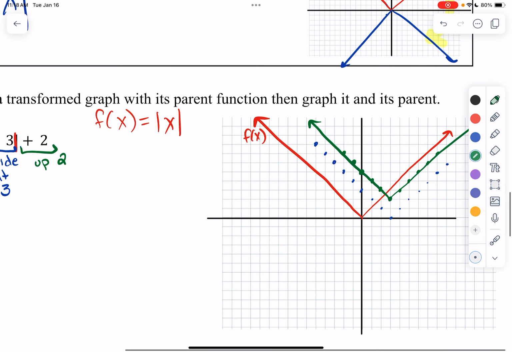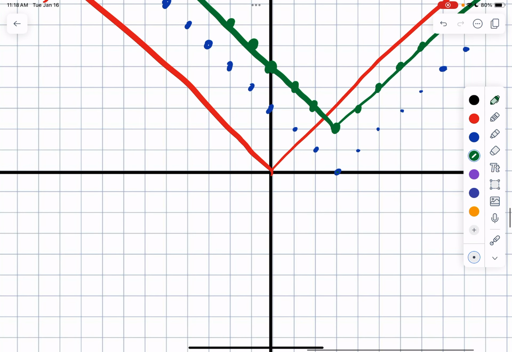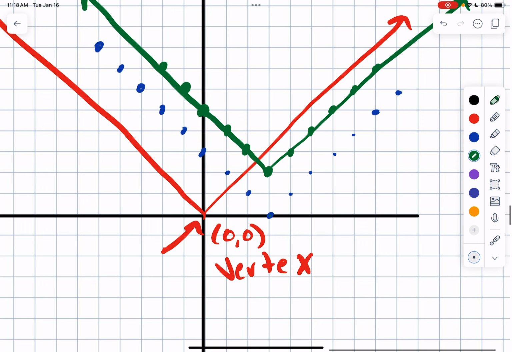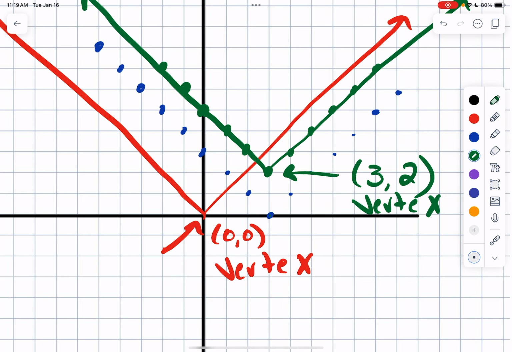One thing we did not talk about yet is this point on my parent. That point 0, 0 is a pretty important point. If I know that point, then I kind of know the shape of my graph. The name of that is called a vertex. It's always important to note where that new vertex is, because that vertex can help us determine what the graph looks like, and also what its domain and range are going to be. The vertex of the parent is always at 0, 0. My new vertex here has moved. It's now to the right 3 and up 2. So my new vertex is now 3, 2.